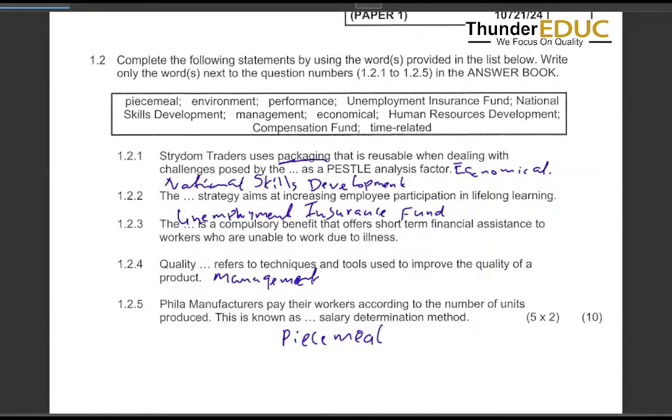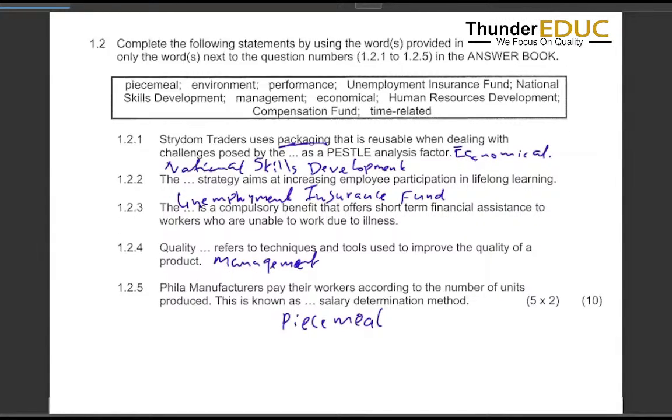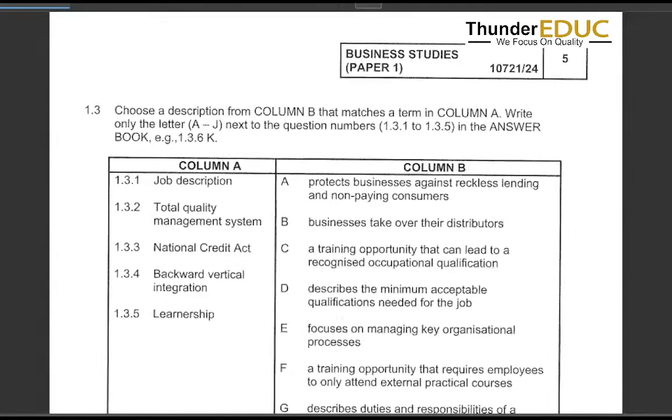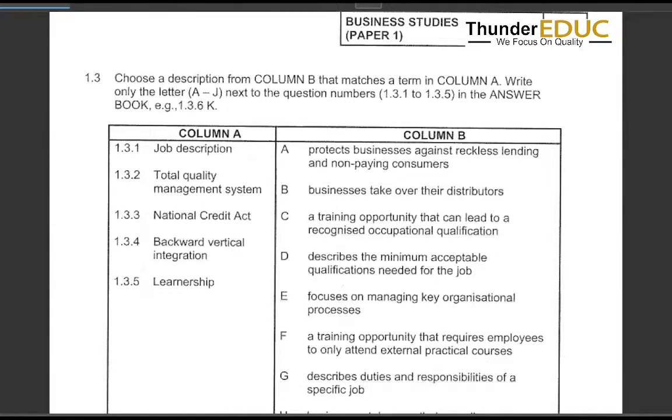Okay, right, grade 12s. So now let's move on to the next question, which is 1.3. This 1.3 normally reads as follows: choose a description from column B that matches a term in column A. Write only the letter A to J next to the question numbers.